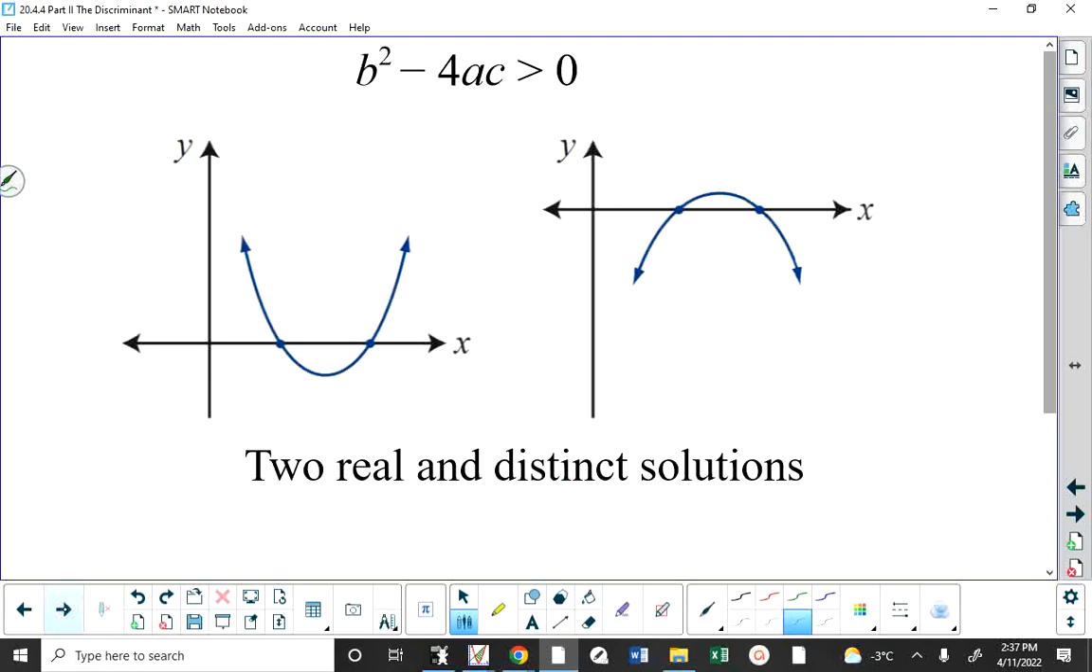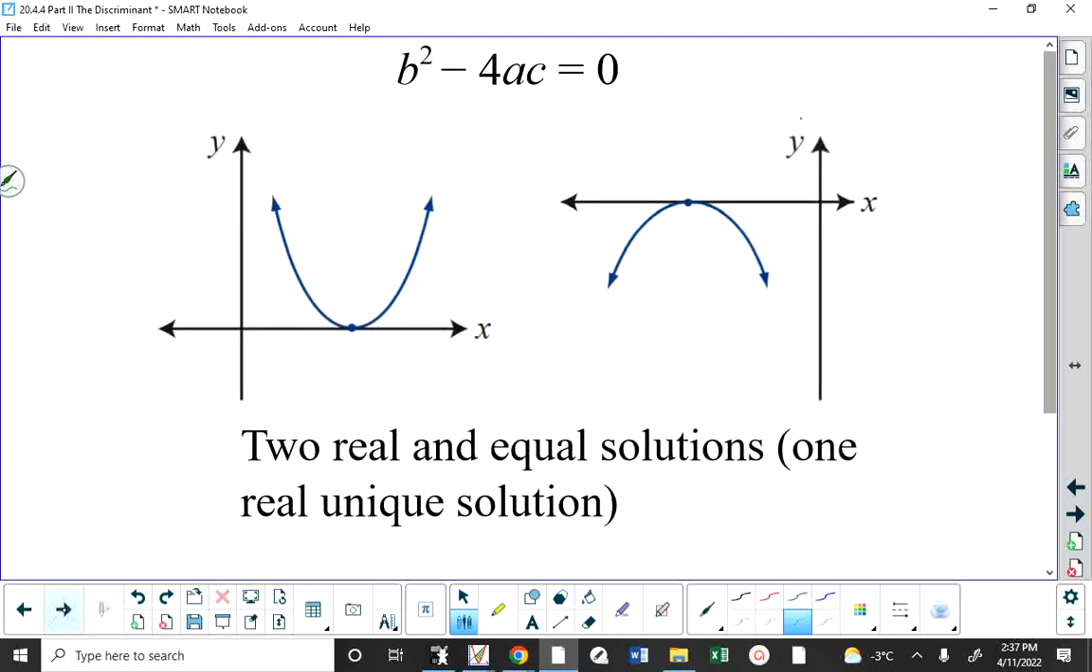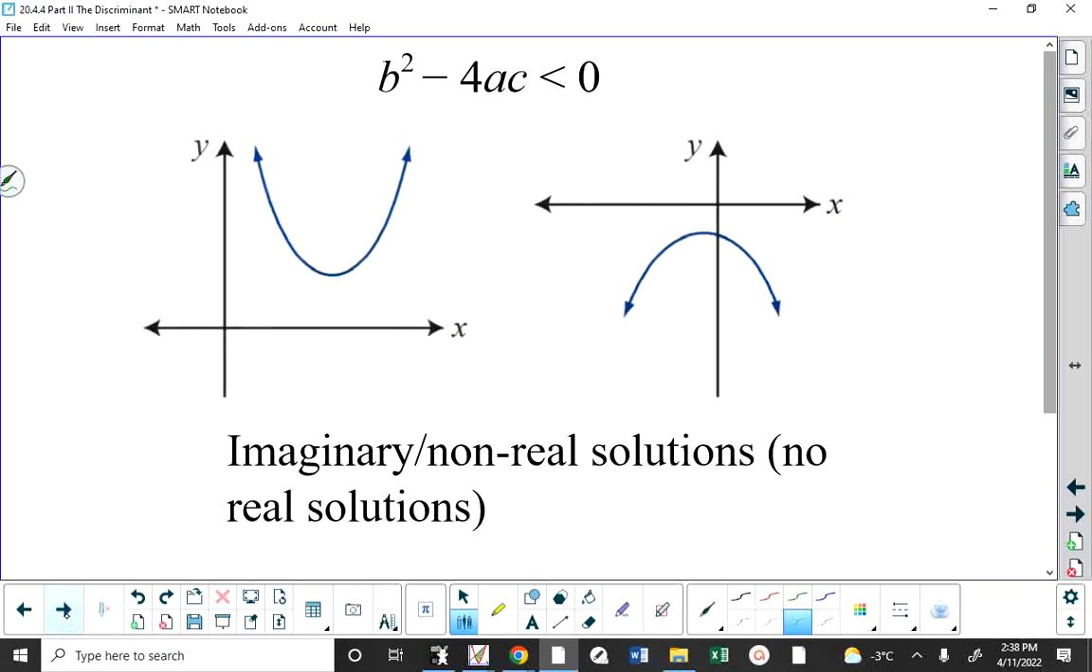So if the discriminant is greater than 0, that's what the graph would look like, two solutions. If the discriminant is equal to 0, this is what the graph might look like. And if the discriminant is less than 0, this is what the graph might look like. Before we finish this off today, does anybody have any questions so far with this?